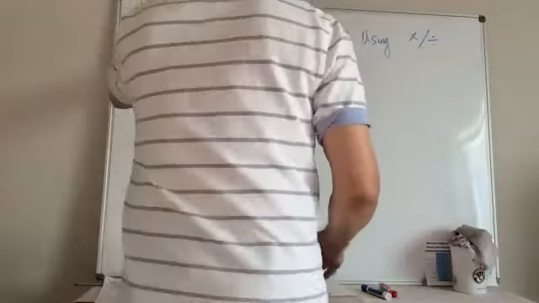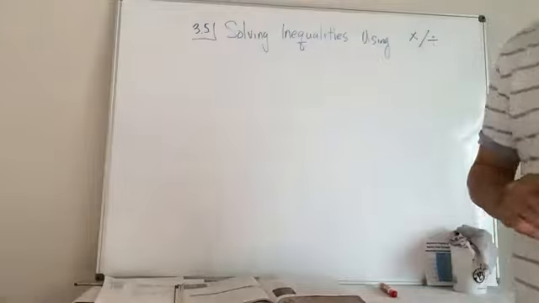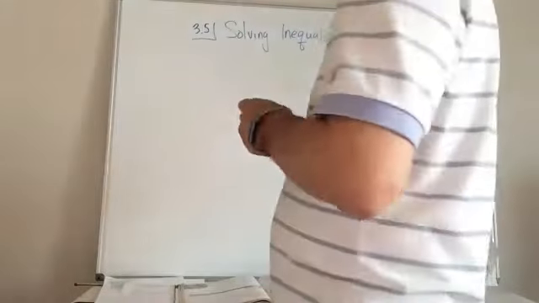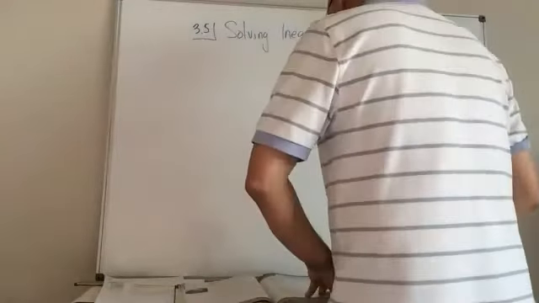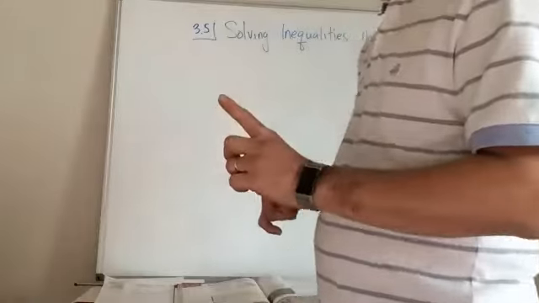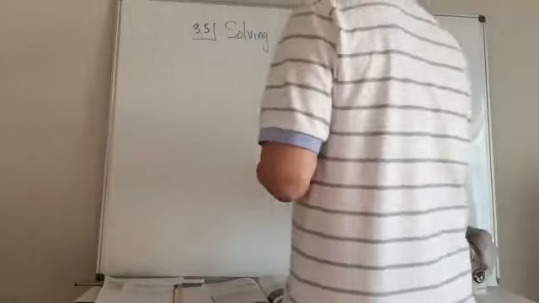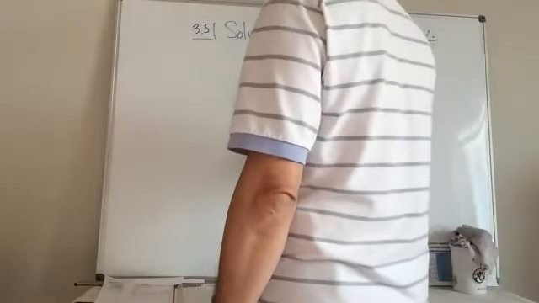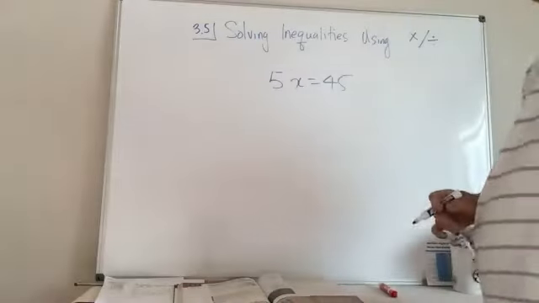We'll do 3.5. So in 3.4, we did solving inequalities using addition and subtraction. Now we're going to talk about solving inequalities using multiplication or division. When we're doing multiplication or division in inequalities, there's one thing that you need to worry about. When we were doing equations and we came up to something that looked like this, what did we do?